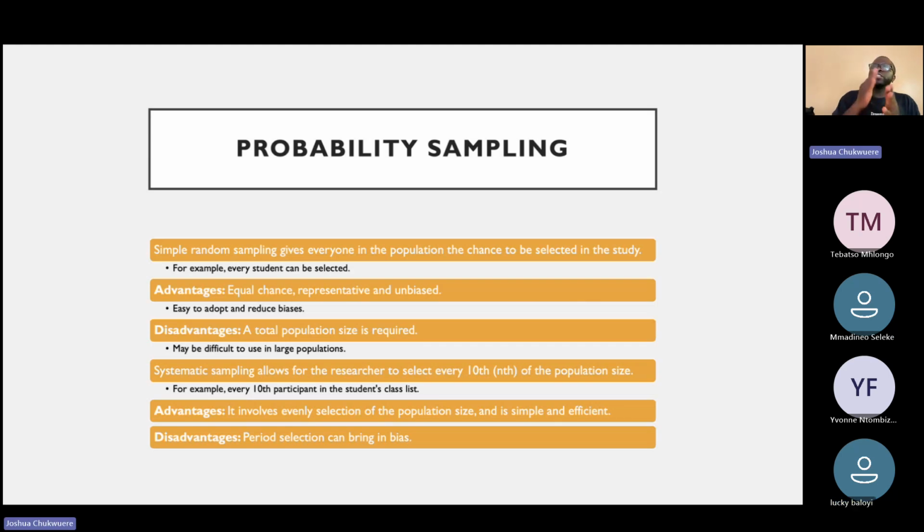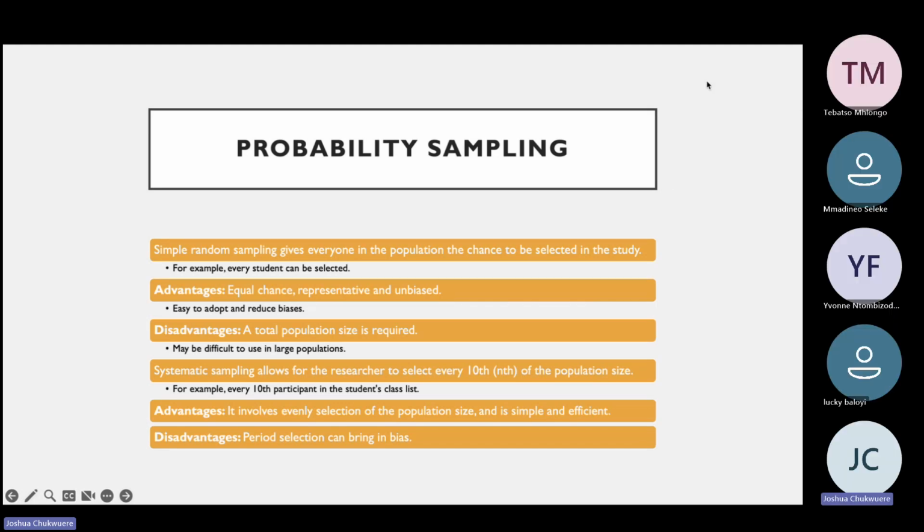So within each of these sampling methods, techniques, types, there are different types among them. So we're talking about probability sampling, being a random sampling technique, right?